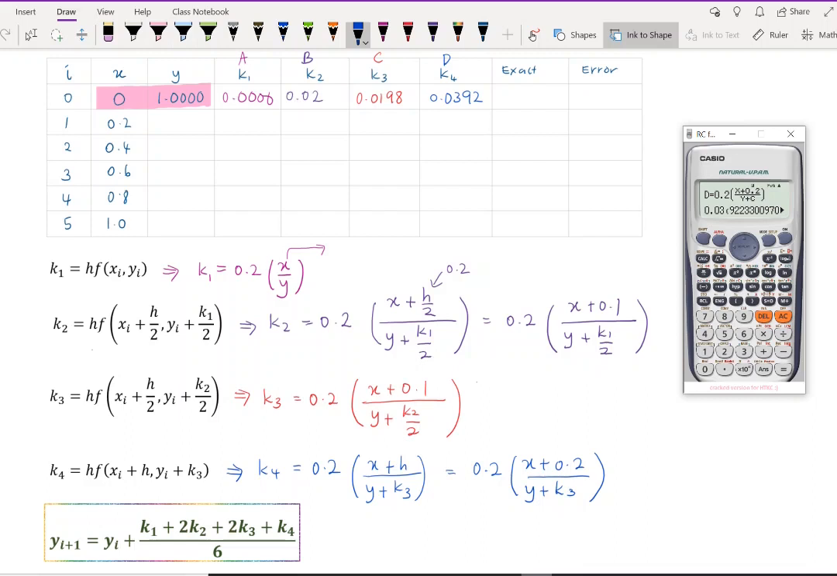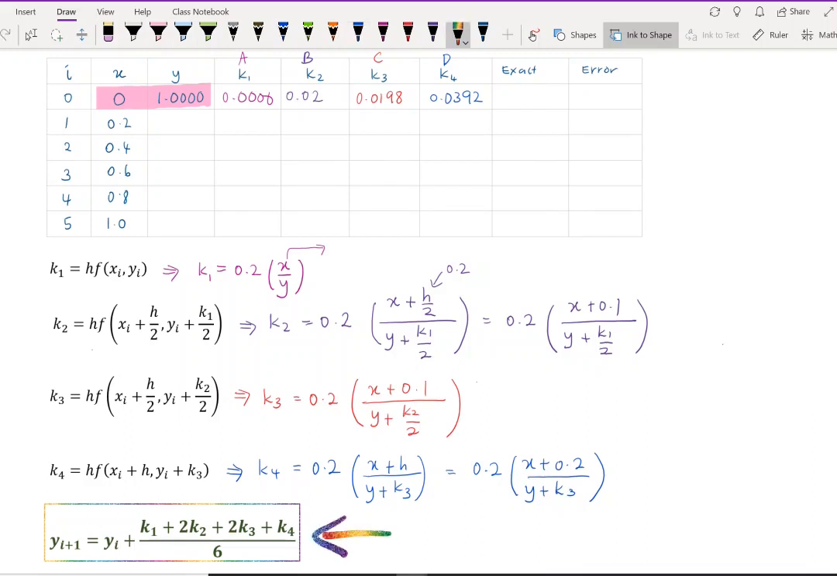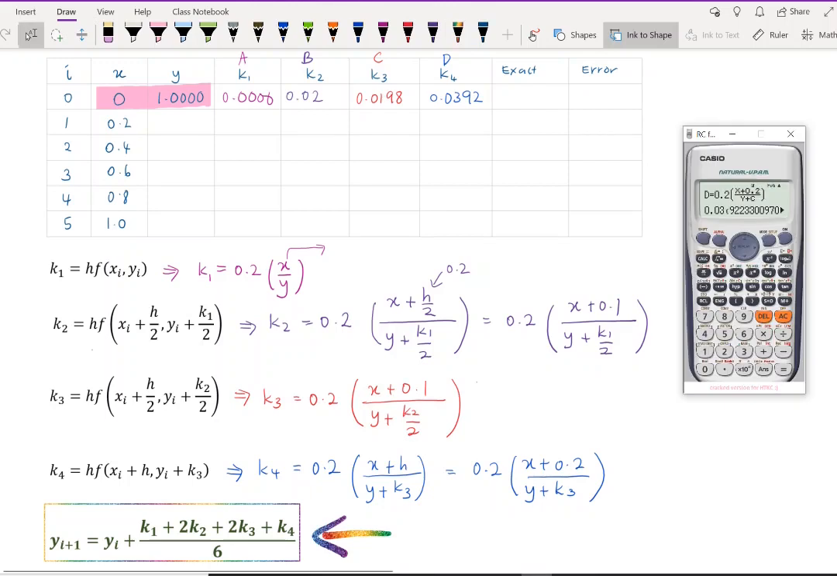Now we proceed to the Y value for the second row. We will use this equation. So now we insert this equation, what we call the predictor step equation, into the calculator, which is Y equals Y plus, our K1 now is A, so just insert alpha A plus 2 alpha B plus 2 alpha C plus D, over 6. Okay, then click calculate.